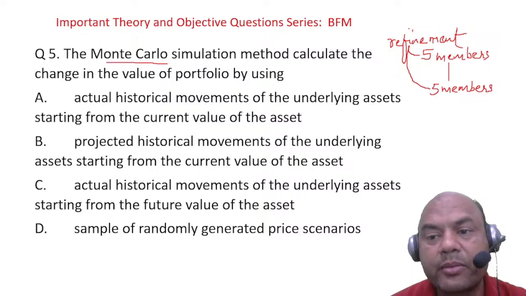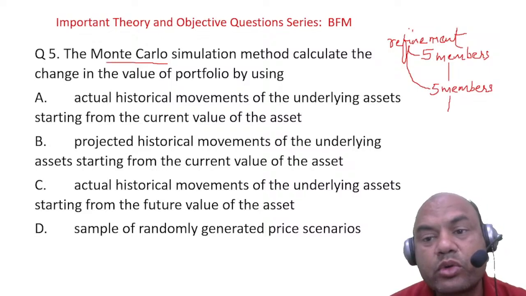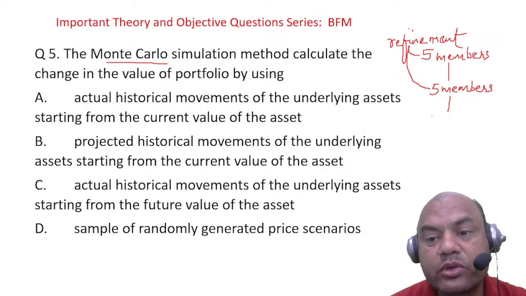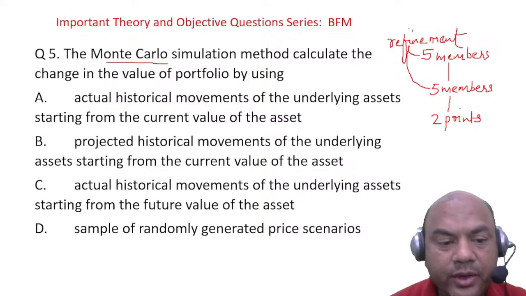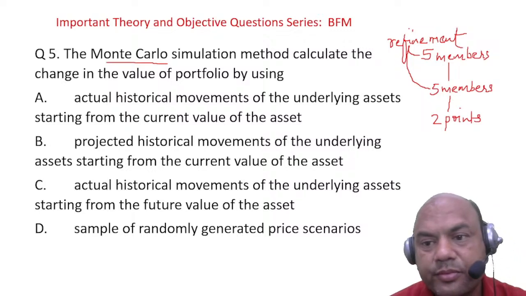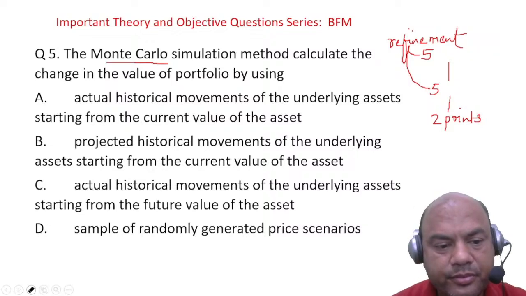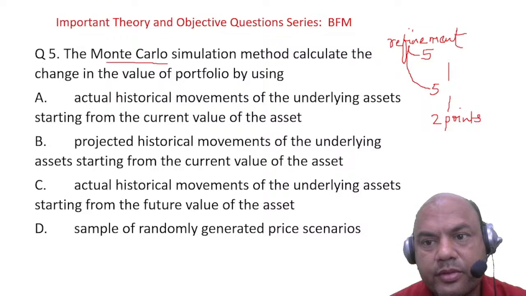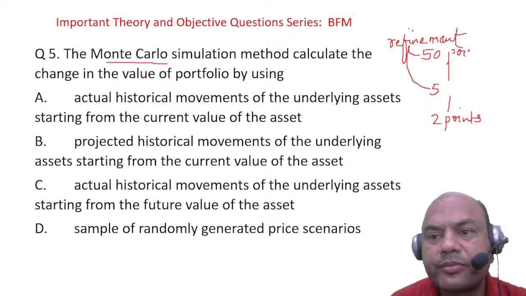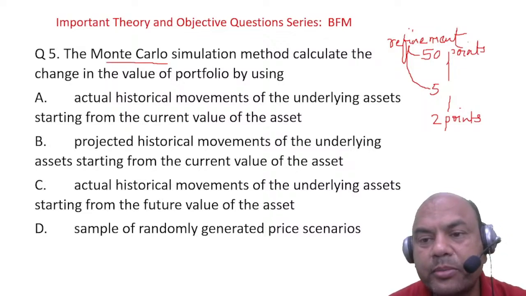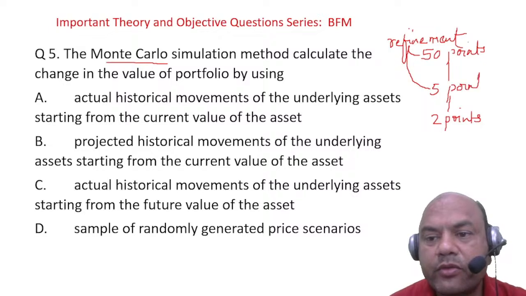From here, what happens? We finalize on, let's say, 2 points. I'll just write the points now. So here there are, let's say, 50 points. From here we refine to 5 points. From the second meeting we refine to 2 points.